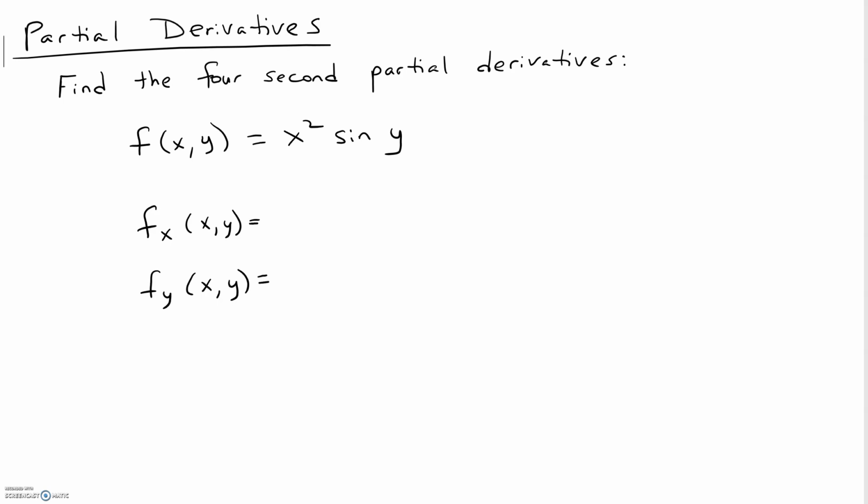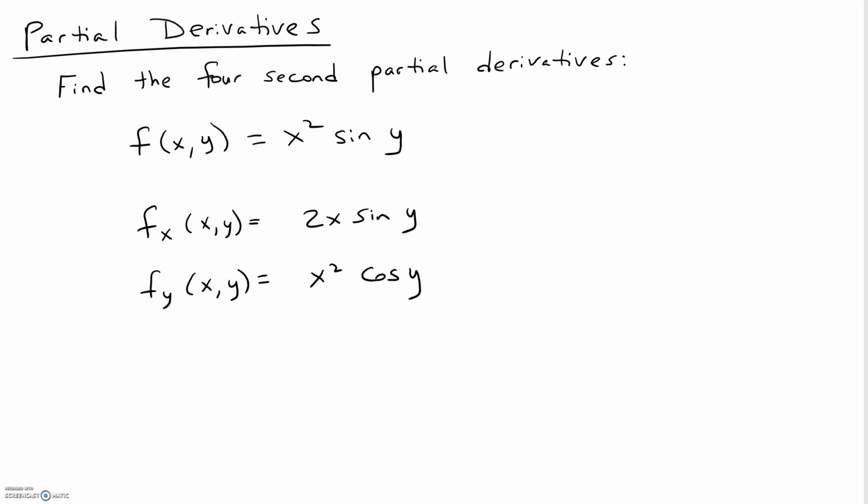So we go back to our function and take the derivative with respect to x, and the derivative of x squared is 2x times sine of y. And to find the first partial with respect to y, we take the derivative with respect to y, and the derivative of the sine function is the cosine function, and then following the chain rule, we have x squared times cosine of y.